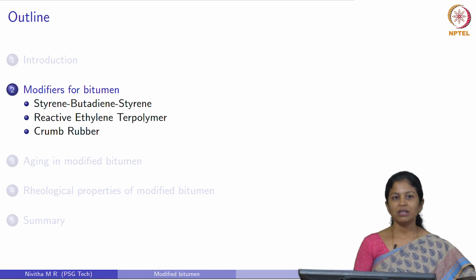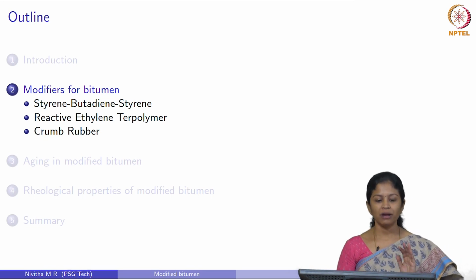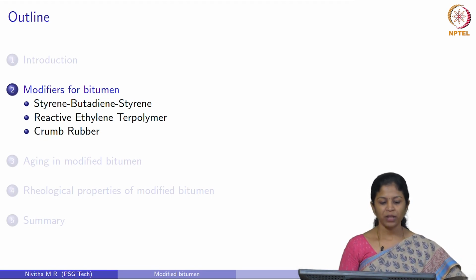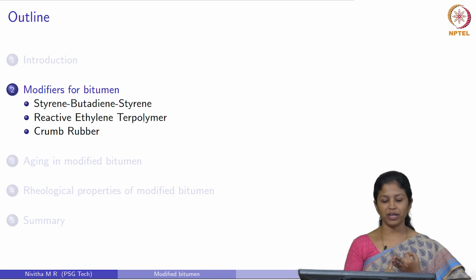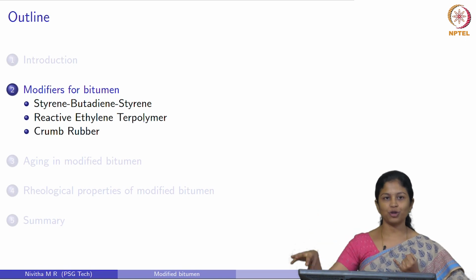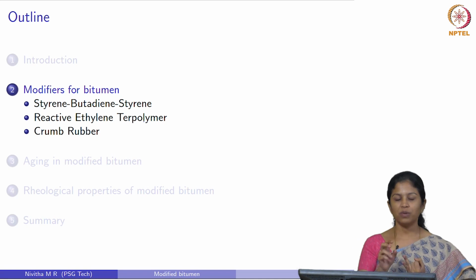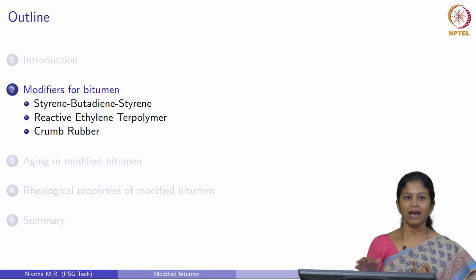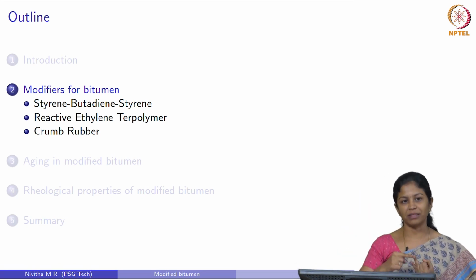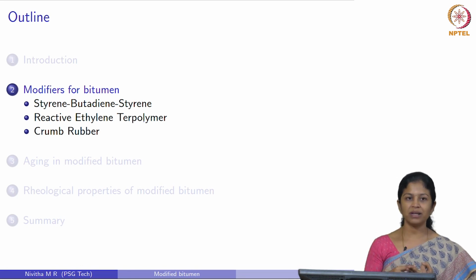Let us look into some of the commonly used modifiers for bitumen. I have listed 3 types of modifiers here. One is styrene butadiene styrene, which comes under the elastomer category. Another is reactive ethylene terpolymer, which comes under the plastomer category. Again, I will tell you why it is called a reactive ethylene terpolymer. And the third one is crumb rubber.